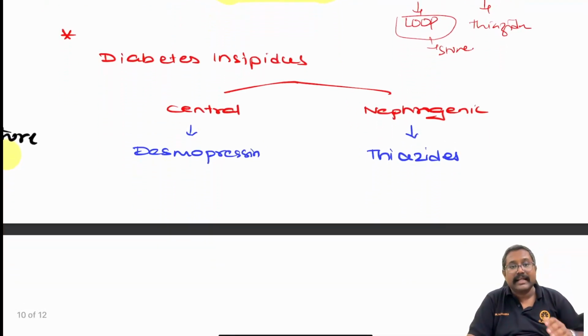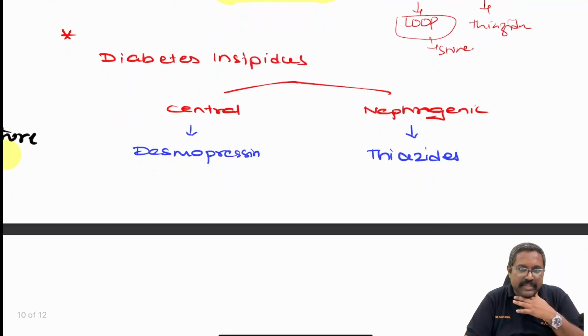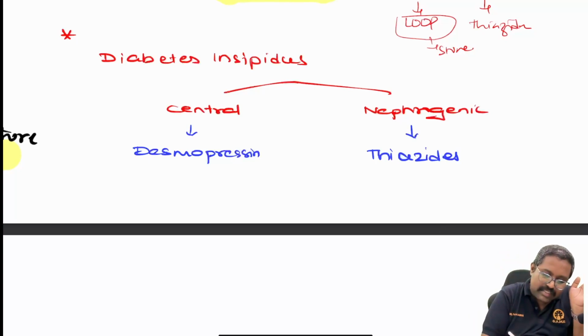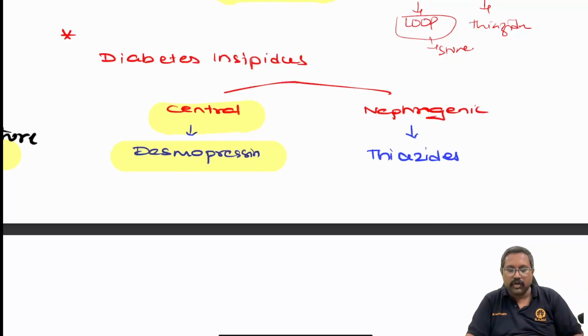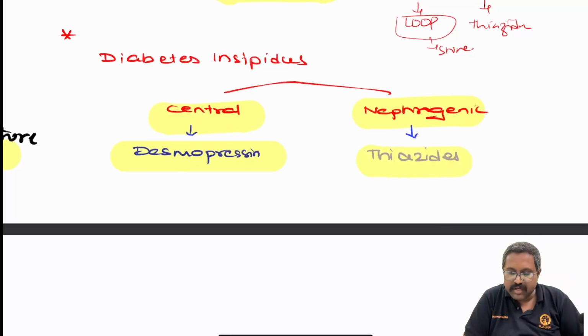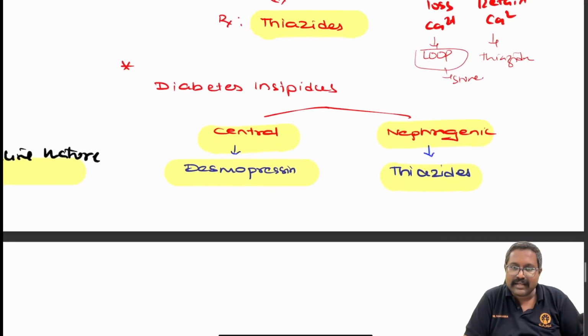Okay, next coming to diabetes insipidus. We have two types of diabetes insipidus, central diabetes insipidus and nephrogenic diabetes insipidus. Central is also called neurogenic diabetes insipidus. What is the drug preferred for neurogenic diabetes insipidus? Central diabetes insipidus is treated with desmopressin, a vasopressin analog, a V2 analog. Whereas for nephrogenic diabetes insipidus, the drug of choice is thiazide diuretics. Is that clear?